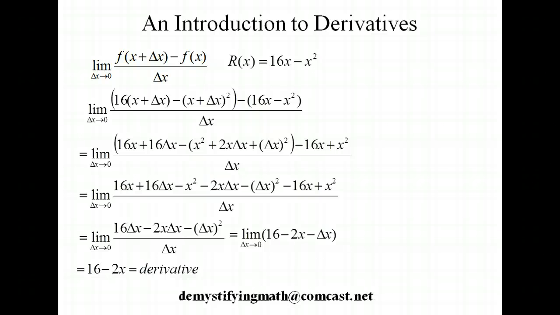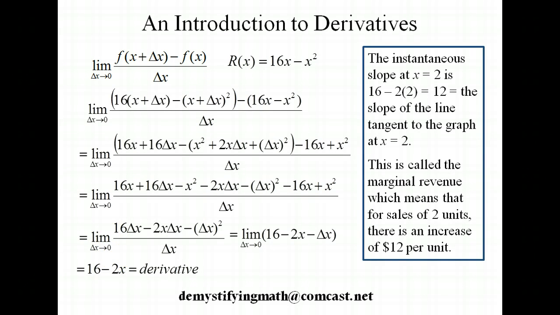So in our particular problem, we're looking for x to be 2. So we're just going to take our derivative formula and plug in a 2 for x. And we get out 12, which is what we saw a few minutes ago on the graph. So our instantaneous rate of change at x equals 2 is 12. And this is what we call the marginal revenue, which means that for sales of 2 units, there is an increase of $12 per unit.